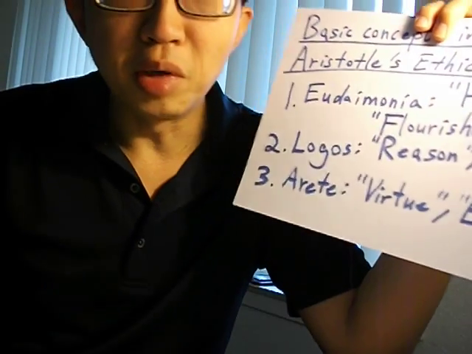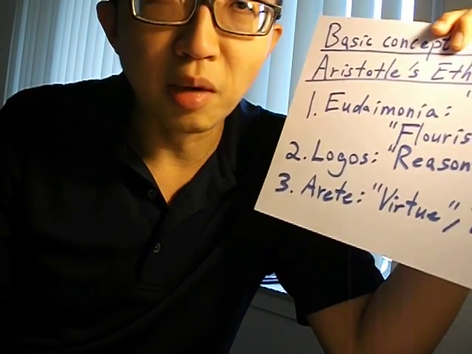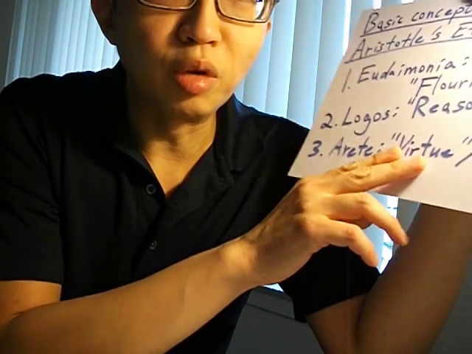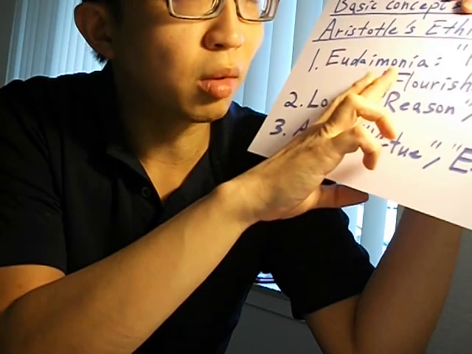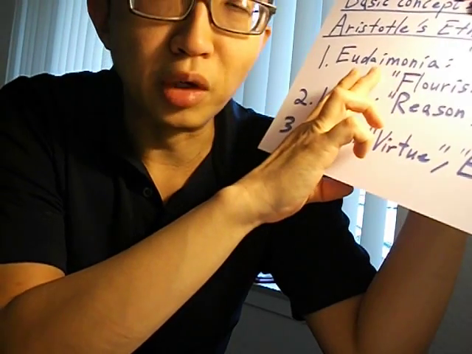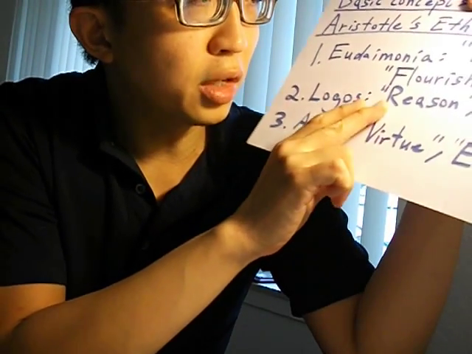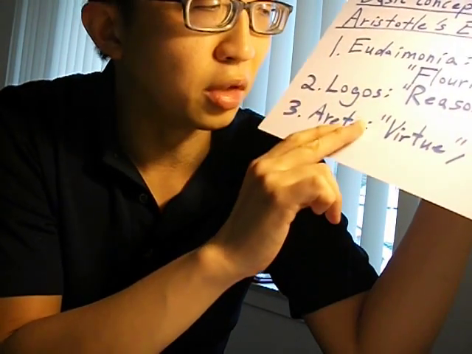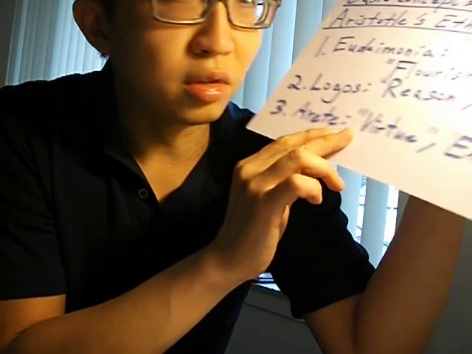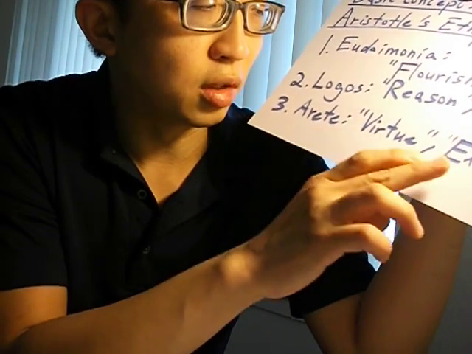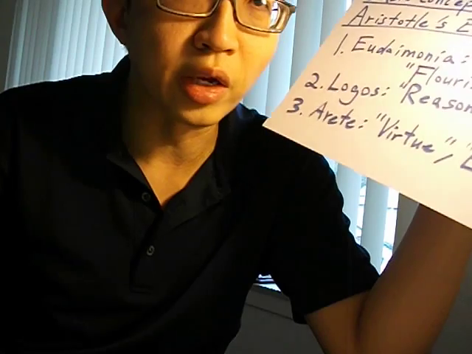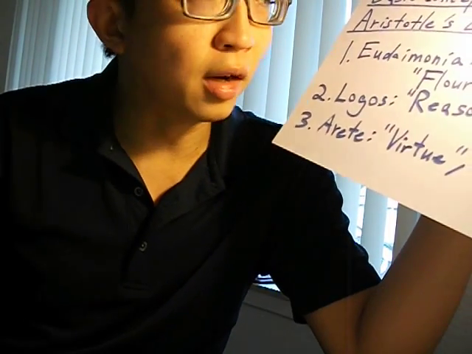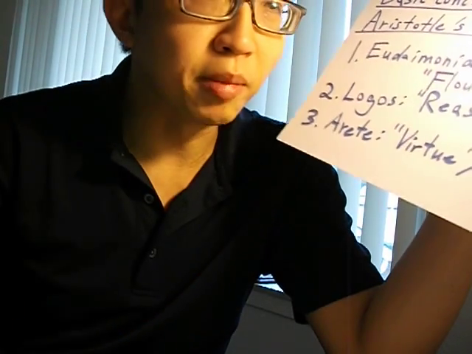So let me begin by talking about a few basic concepts in Aristotle's ethics. There are three basic concepts that we need to be familiar with, and first is the concept of happiness, or eudaimonia in Greek. The second is the concept of reason or rationality or logos in Greek, and the third is the concept of virtue or excellence or arete in Greek. So these three concepts are actually very intimately connected. So let me start with happiness.